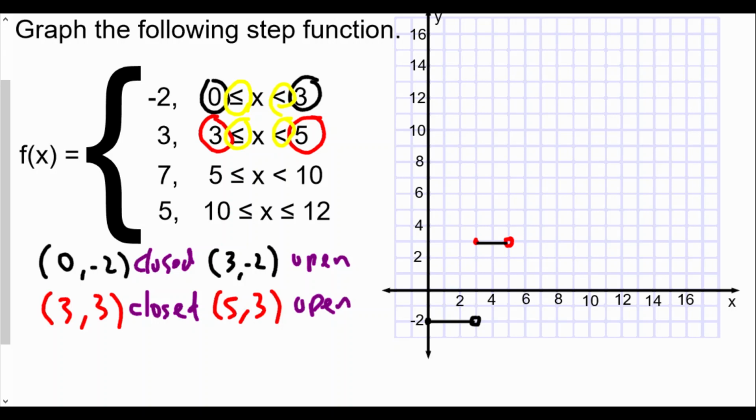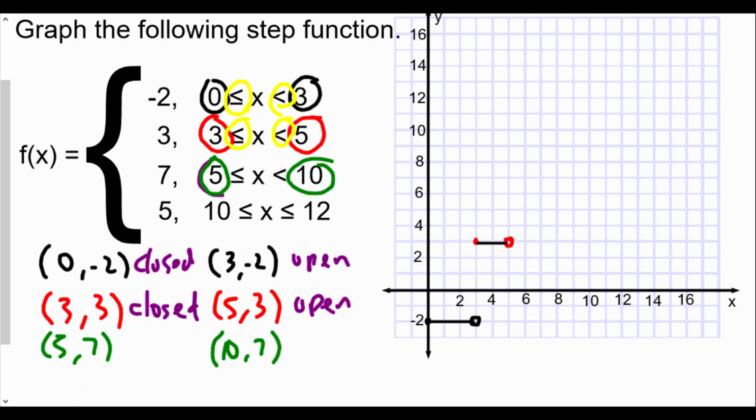All right, we continue on for the third part of our piecewise function. And so now we have x equals 5, the y value is 7, so I have 5, comma, 7. And the other endpoint is 10. So when x equals 10, the y value is 7.